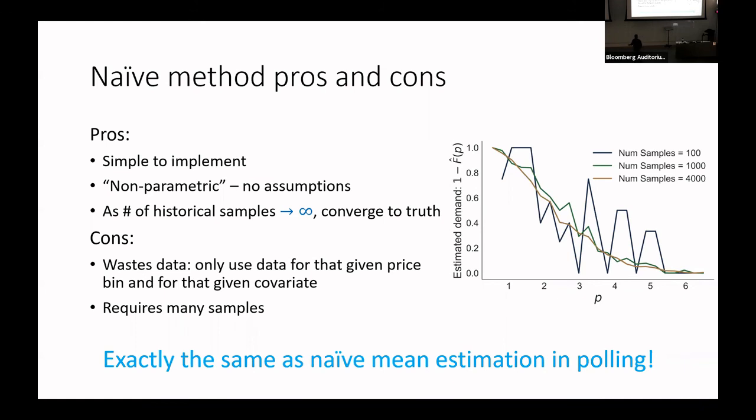And so everything that we talked about there, about doing too specific of a group, using too many covariates, about number of data samples, about bin size, basically all of that just applies here. Any questions about the approach?